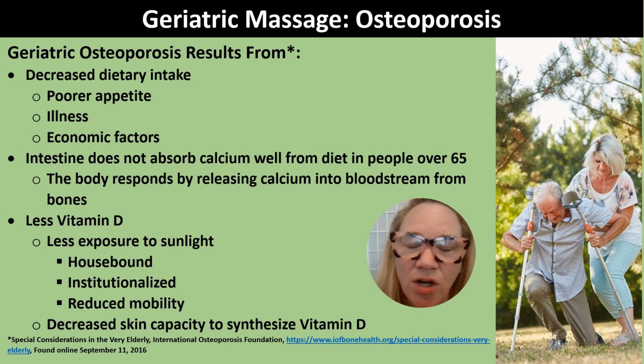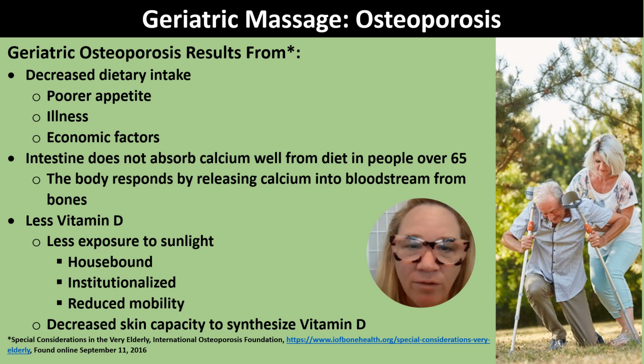The intestine does not absorb calcium well from the diet in people over 65 years old, okay? And the body responds by releasing calcium from our bones into the bloodstream. We need calcium for muscle firing and daily activities. Even if we do have a good diet and we are getting enough calcium, the body doesn't really absorb the calcium and other vitamins as well as we age. So it starts leaching from our bones to get the vitamins and minerals it needs for daily function.